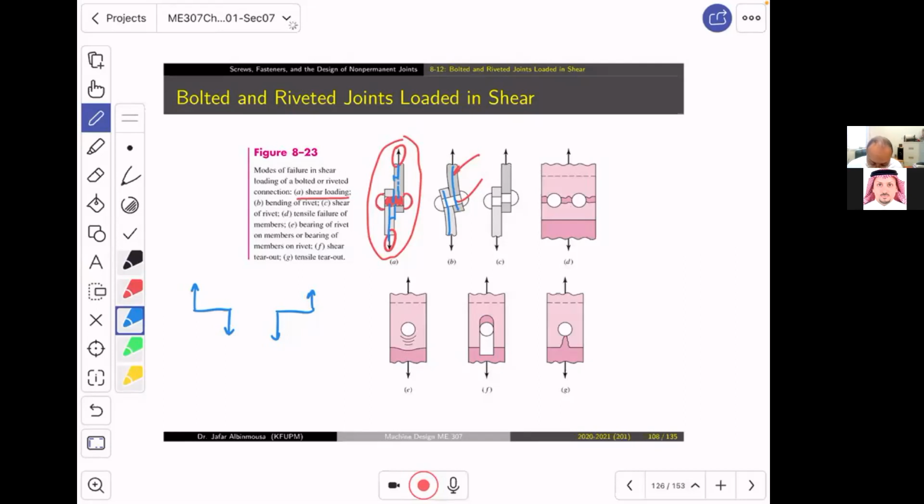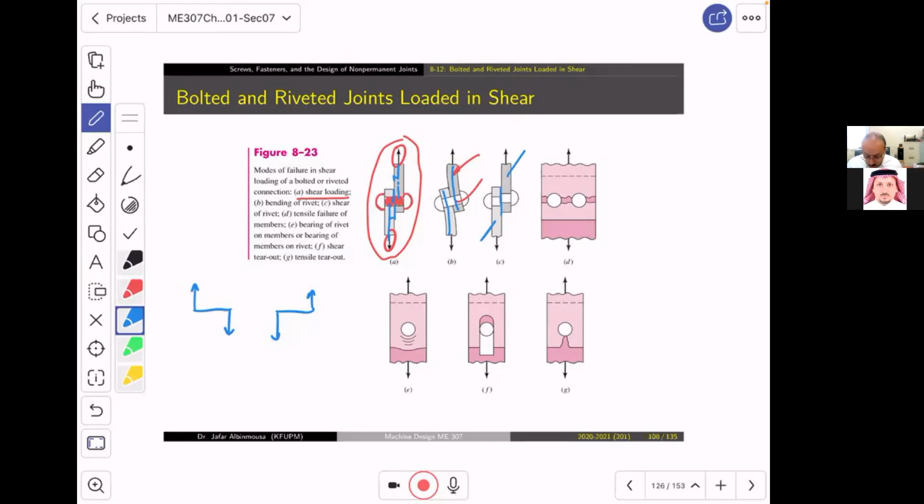Now, the other situation is that the members themselves are very strong, or strong enough not to bend because of this moment. They will not bend, but rather the rivet is weak and thus we shear it off. This is when we cut the rivet, we shear it. So this is another situation.